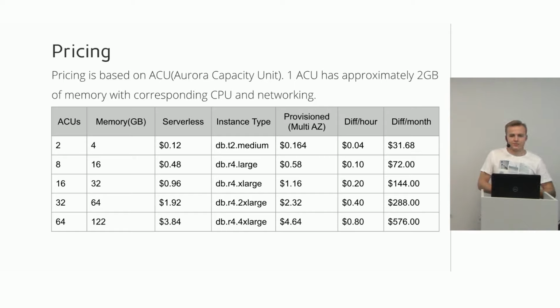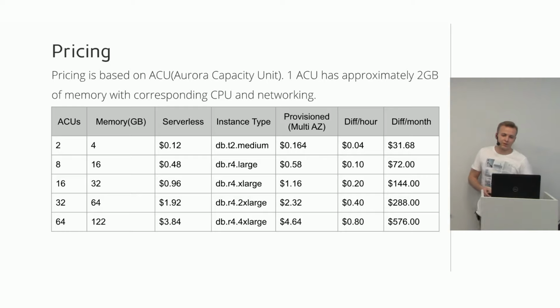In terms of pricing, Aurora Serverless pricing is based on the ACU, which is like the read capacity unit or write capacity unit for DynamoDB. And one ACU is approximately 2 GB of memory plus additional CPU and networking. And in this table, you can see the comparison of the price for the serverless cluster and for the provisioned cluster.